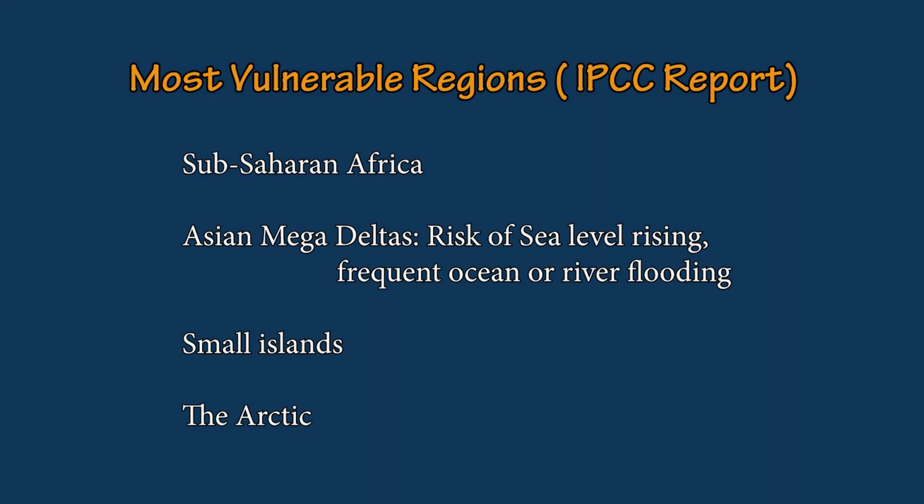The IPCC report also presented the most vulnerable regions. Which are the most vulnerable regions? Sub-Saharan Africa, because of drying spells, would experience prolonged droughts. Asian mega deltas, where we have the risk of sea level rise, risk of flood, etc. Then small islands and the Arctic.